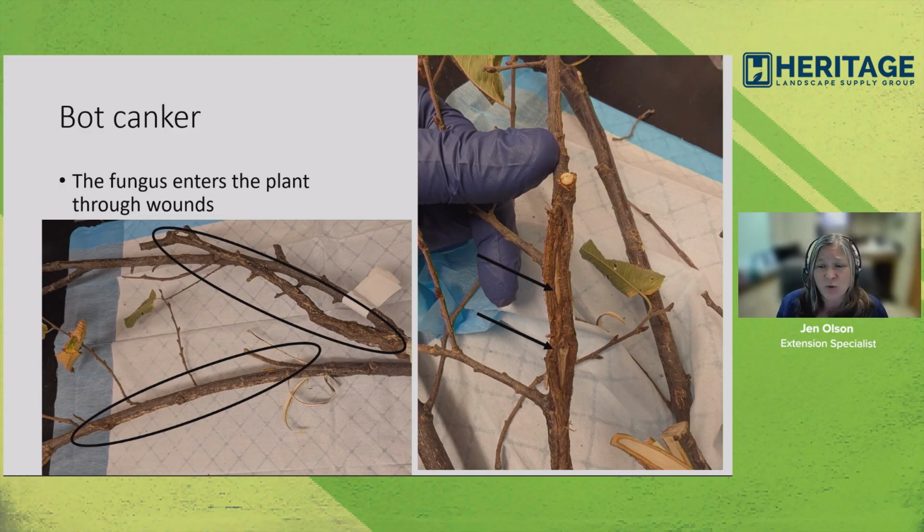In the image on the right, I have some arrows pointing to breaks. I think these might be from hail damage. I didn't see evidence of cicadas, but it does kind of cause similar injury. But one of the things about these bot canker fungi is they usually infect through wounds. So if you have some kind of weather event, ice storm, hailstorm, wind, you're more likely to find these fungi.